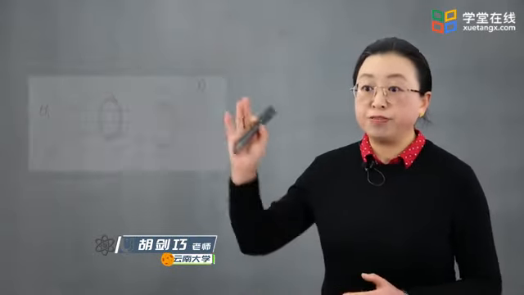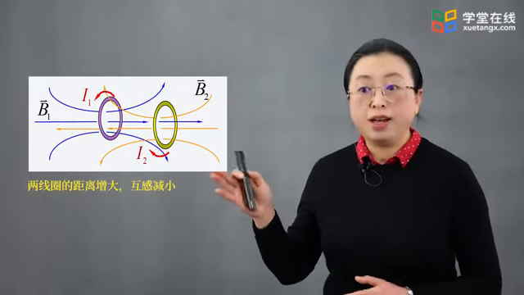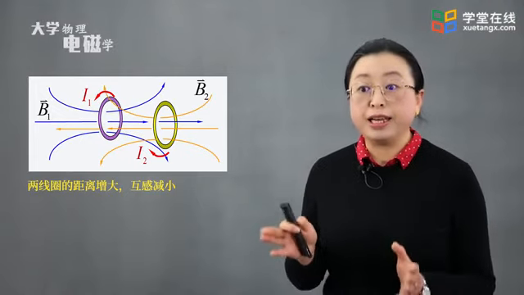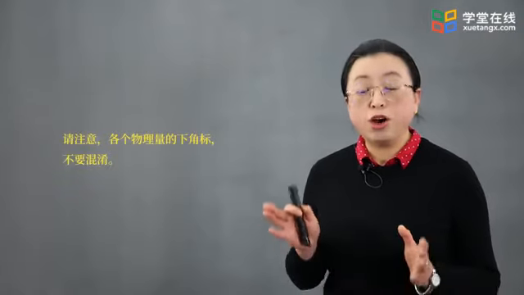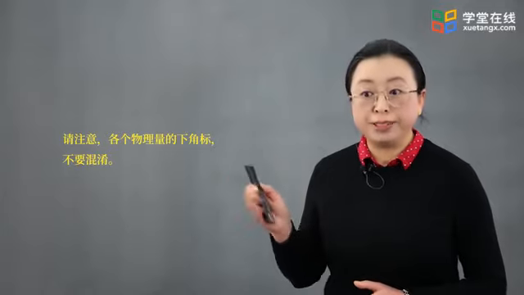For example, in this figure, if the separation distance between two circuits increases, the mutual inductance will decrease because the flux linking decreases between two circuits. In the discussion of this part, please note the subscripts of each quantity.